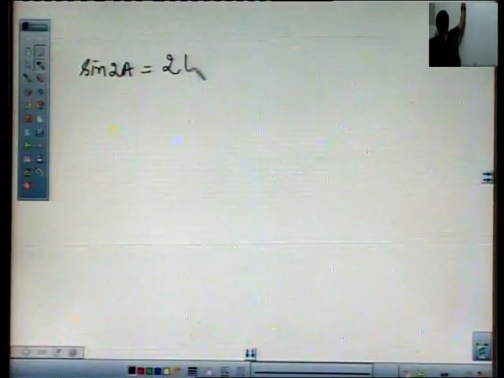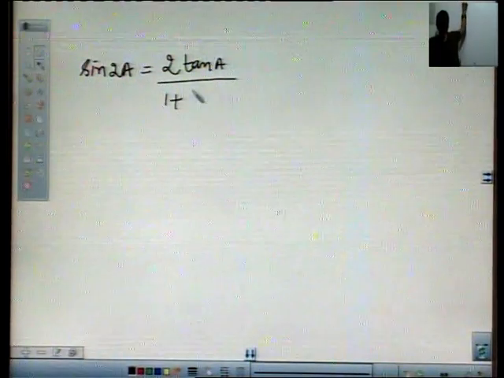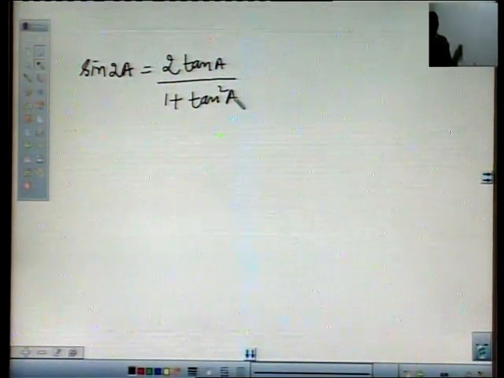Now, next, proof of sin 2a in terms of 2 tan a upon 1 plus tan square a. Now, their proof.